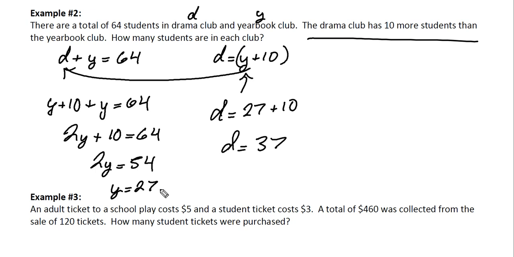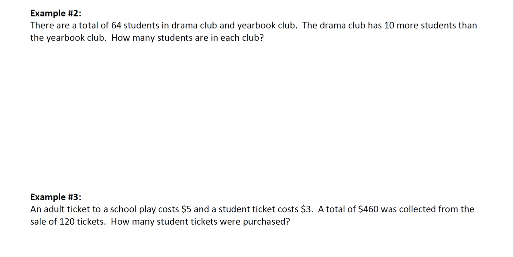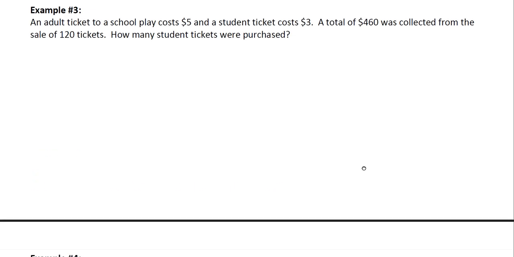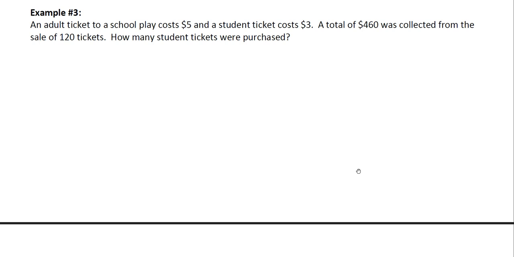All right, next example. In example 3, it says an adult ticket to a school play costs $5 and a student ticket costs $3. A total of $460 was collected from the sale of 120 tickets. How many student tickets were purchased?